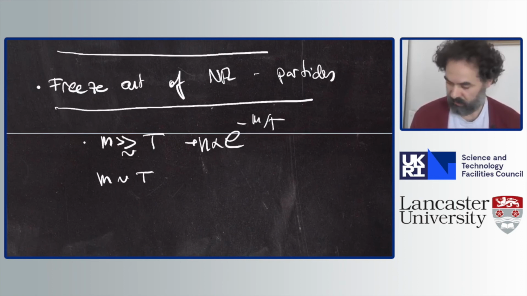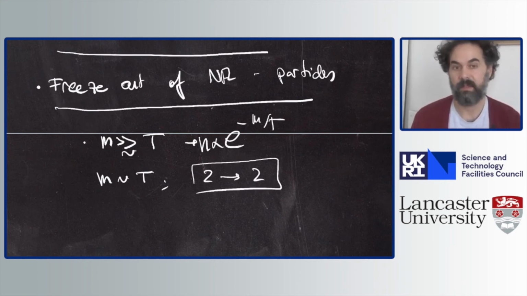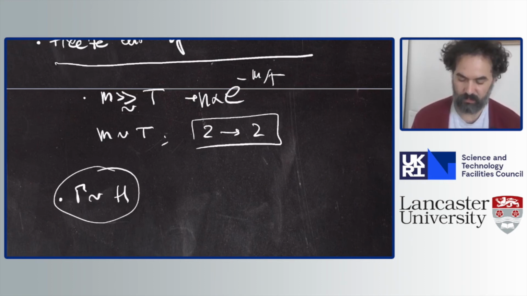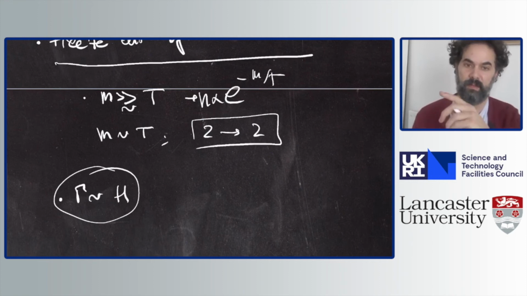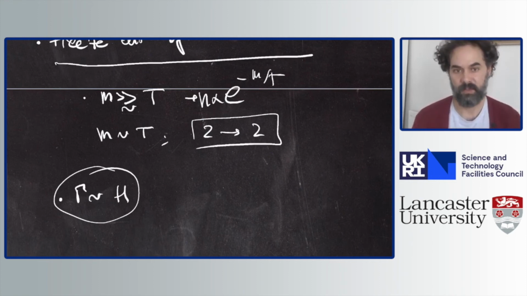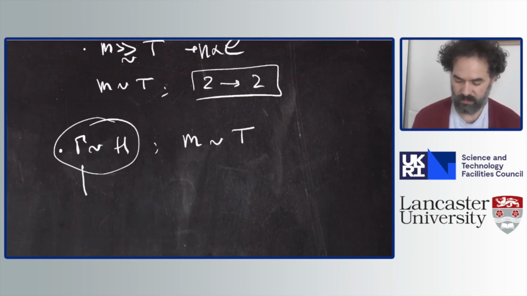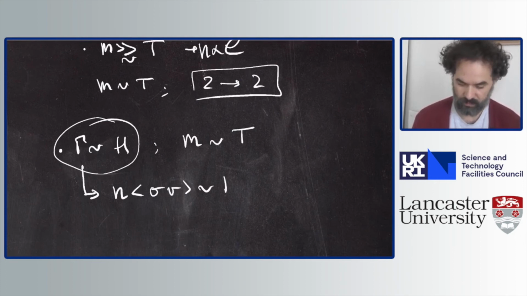I'm giving you now again the situation for 2-2 scattering, and the same thing can be done for 3-2 scattering, and is done in the notes. Let's assume that we want to know the yield at more or less the moment at which you lose equilibrium. But we also know that we want to have it when m is of order T. This means from this equation that H is of order T squared over m Planck.